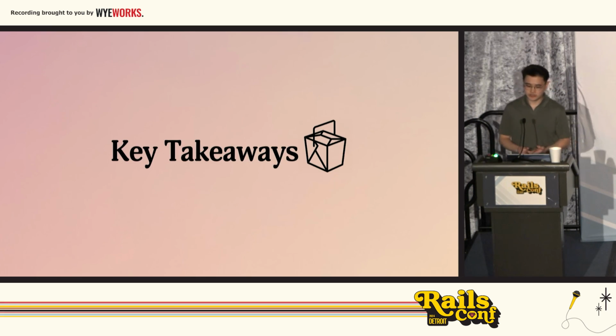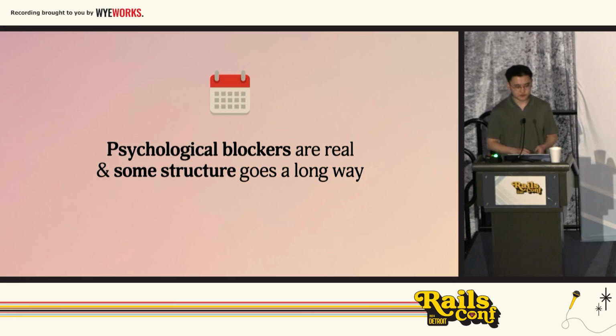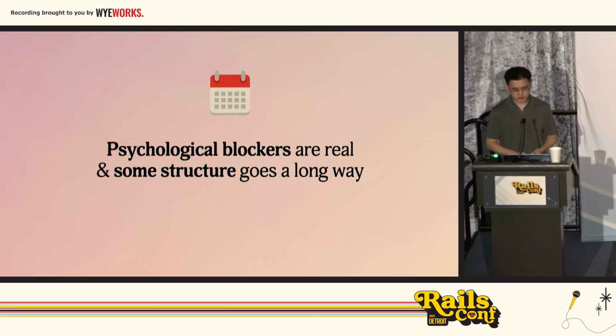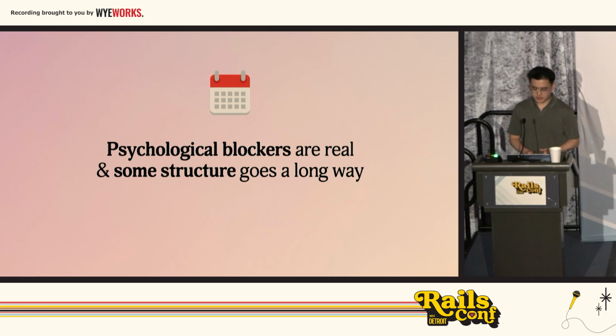And lastly, the key takeaways. First, with upgrades, psychological blockers are real. Introducing some structure, whether that be a predictable upgrade calendar for the entire year or a reminder in advance of a new version release, any structure goes a long way. As long as expectations are set up front, upgrades can be made predictable, becoming part of a developer's routine. This makes staying up to date that much easier.